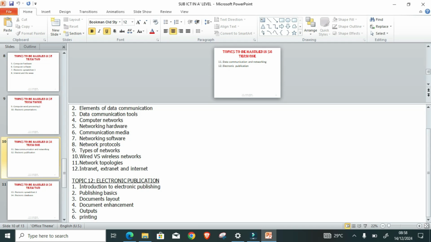The document layout, that is the interface and the layout. Someone can look into 2 terms, portrait, landscape. So those features, the document enhancement, formatting it, editing it, the outputs, what you do after you have finished making your publication, and finally printing it out into hard copy using the printer. So those are some of the things that you are meant to cover in Senior 6 Term 1.